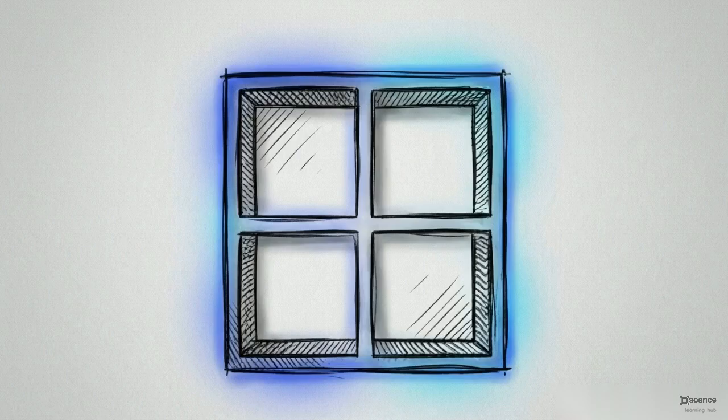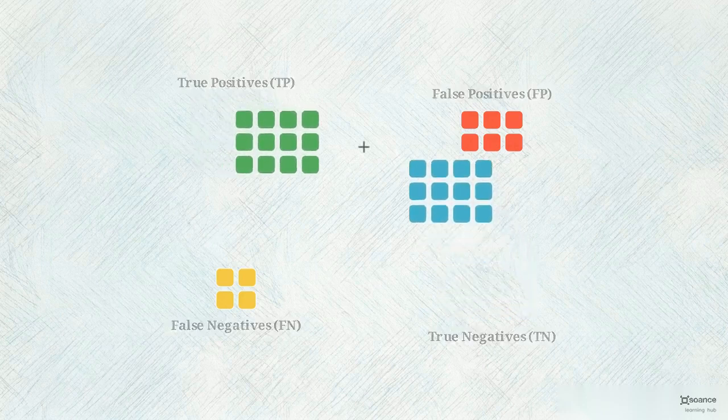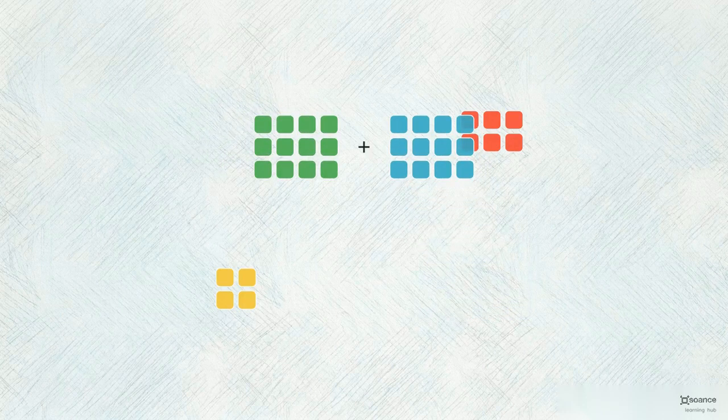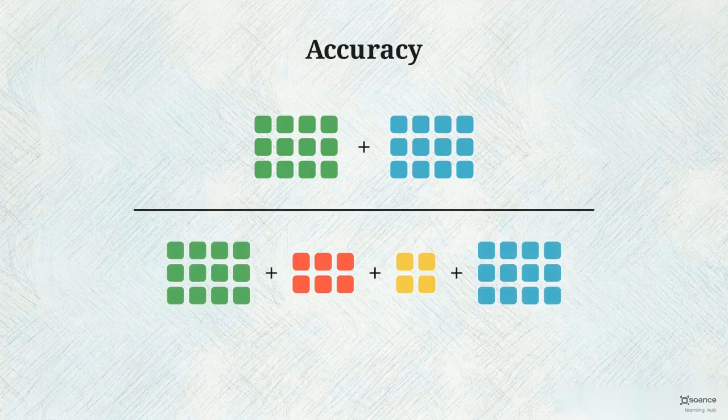We start with accuracy. This metric simply measures the total number of correct predictions divided by every prediction made. In Python, we define a function that adds the true positives and true negatives together and divides that sum by the total count of the matrix. Accuracy alone can be misleading. To understand reliability, we calculate precision.